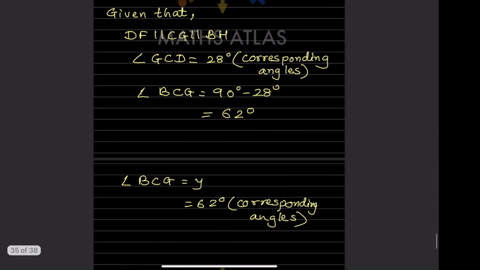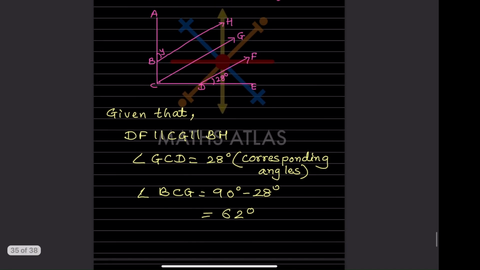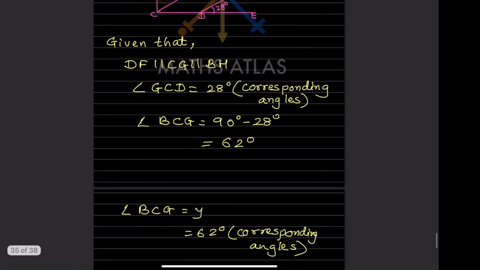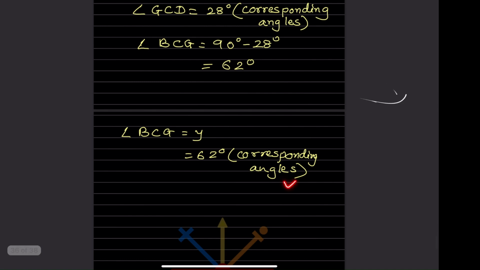So now what we can see from that, BCG is nothing but that is Y. So we can say that also is 62 because they are the corresponding angles. So now can you see this is now 62. So this also should be 62. So that we have to write the reason because they are the corresponding angles. So by this we have completed this question.